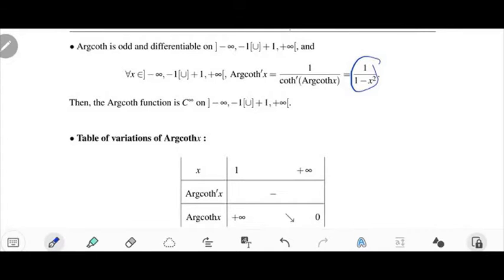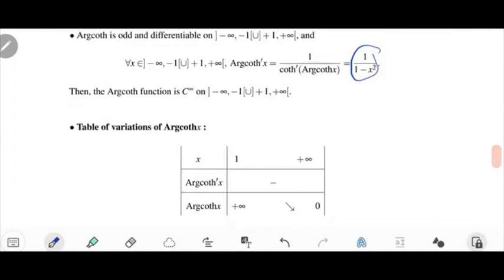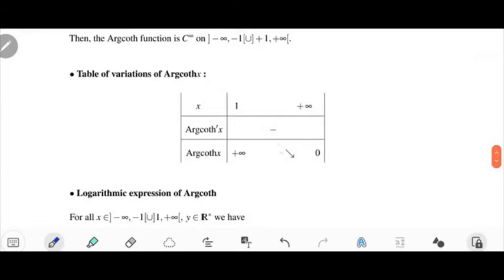And arccoth will also be odd because coth is odd, and will also be C infinity because coth is C infinity on its domain. Then the table of variations will be given like this. The function is decreasing from plus infinity into 0.